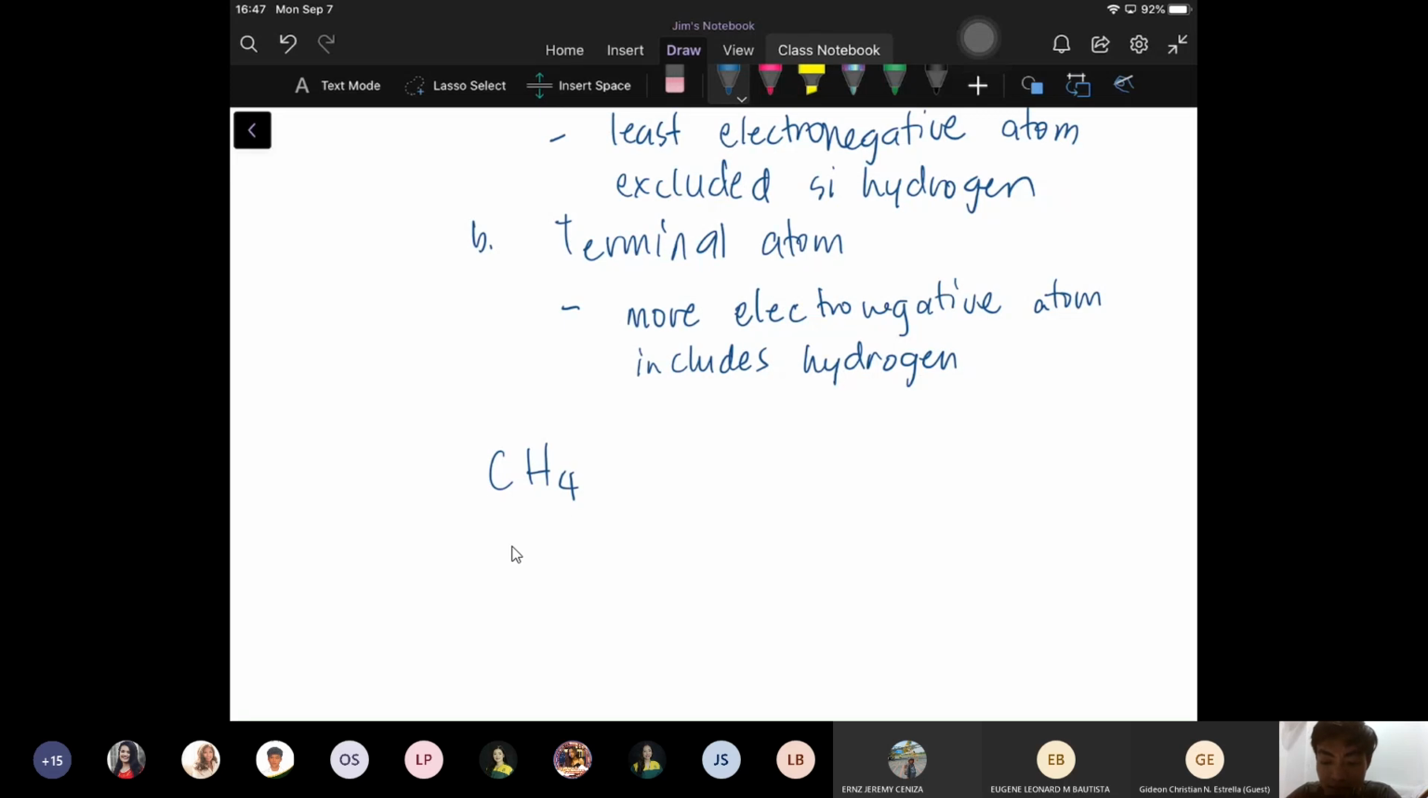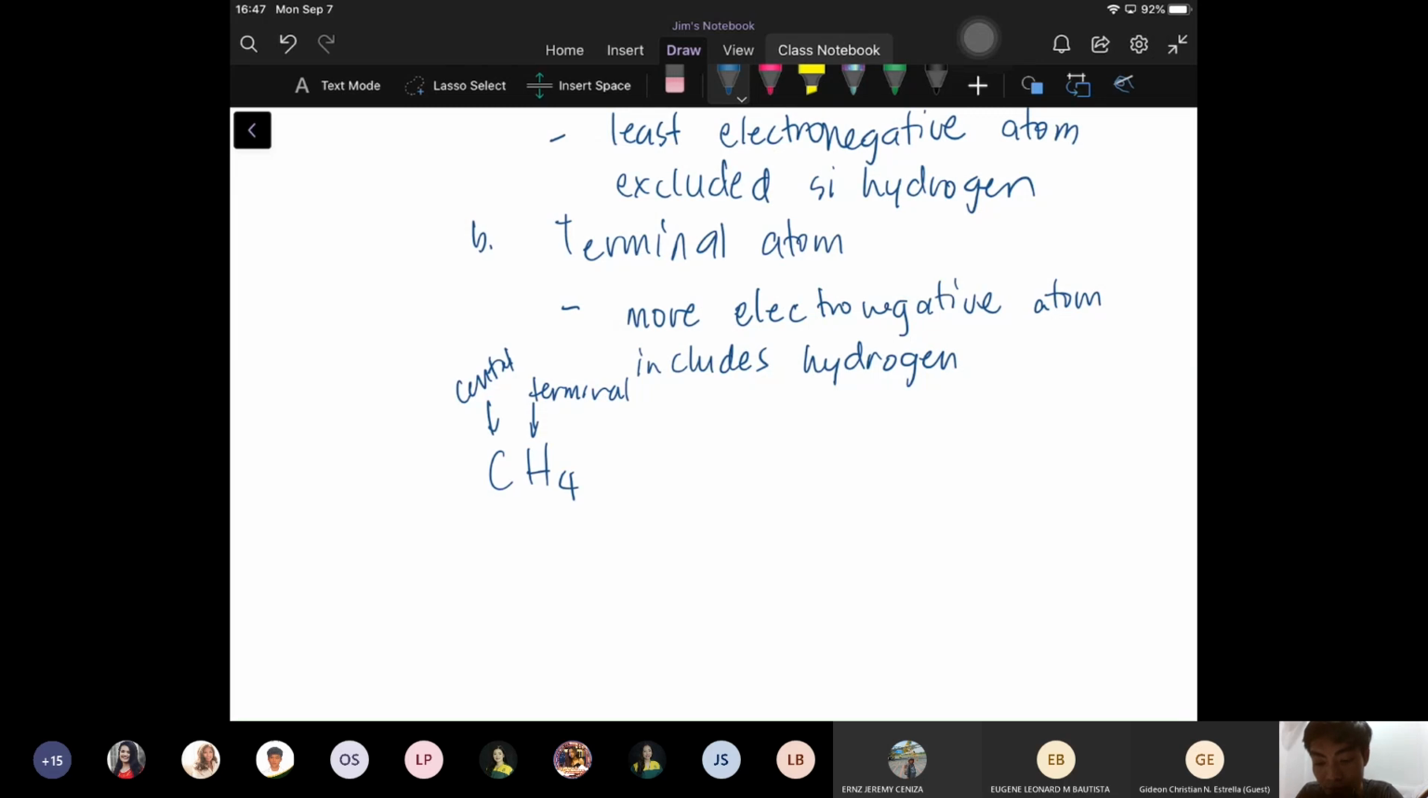So sino yung magiging central? So kung terminal ito, that means si carbon would be the central. So magiging central si carbon. So how are you going to arrange the atoms? Paggagawa ka na ng skeleton. After categorizing the atoms, skeleton kasi kasunod na.